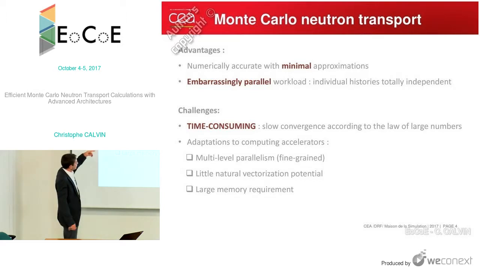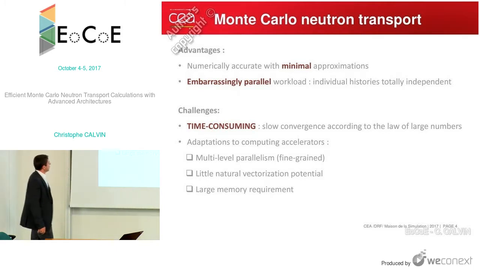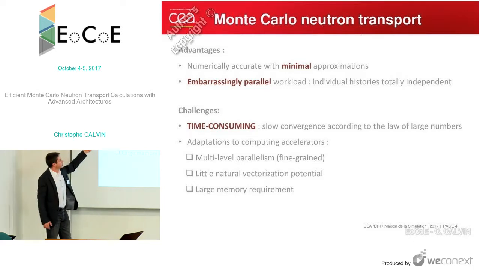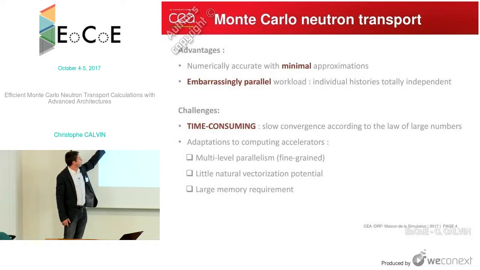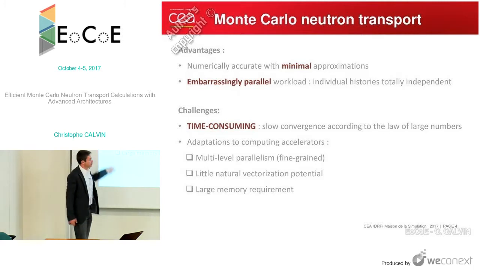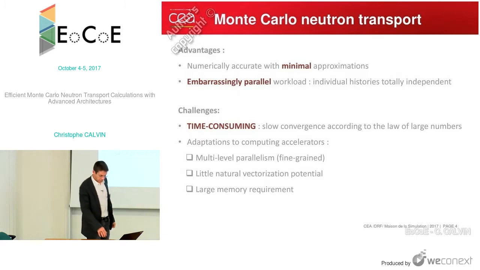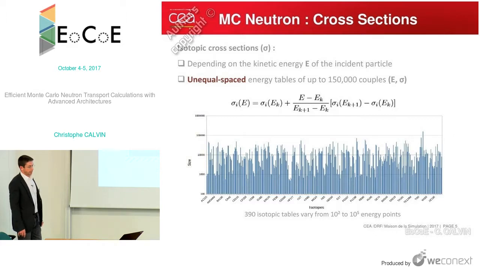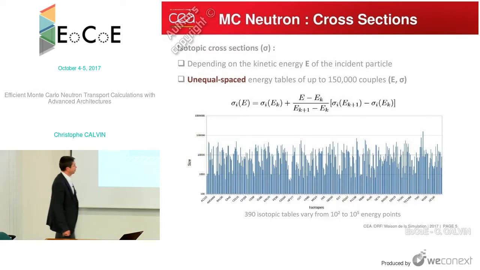And if we consider modern architectures, we have some main drawbacks of this kind of simulation, because we have to adapt to the computing accelerators of modern architectures, with multi-level parallelism. We have little natural vectorization potential in this kind of algorithm, and also large memory requirements. So the main hotspot of this kind of calculation is the cross-section management.